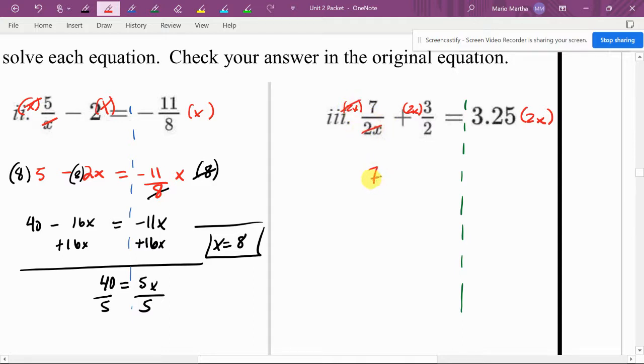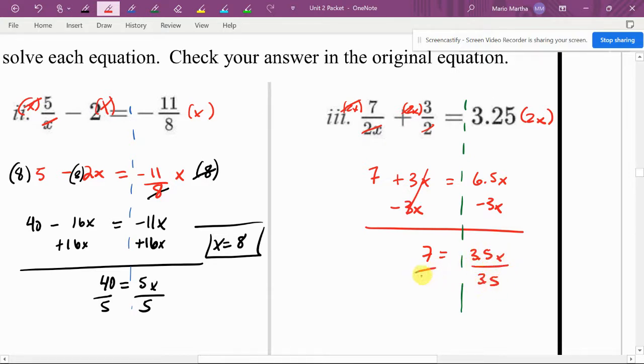That leaves you just with 7 plus 2x over 2. The 2's get eliminated, and here you're just left with positive 3x. And then 3.25 times 2x equals 6.5x. And then from here again, you want to move the x's to the same side. So I'm going to subtract 3x from both sides. That leaves me with 7 equals 6.5 minus 3, which is 3.5x. Divide both sides by 3.5, and that leaves you with x equals positive 2.